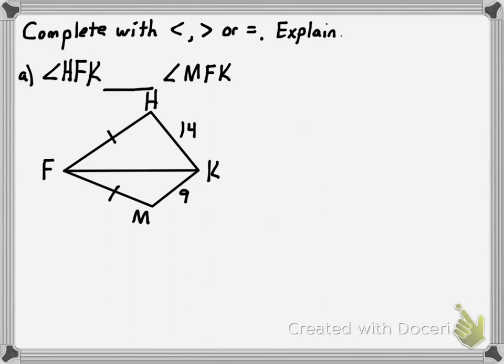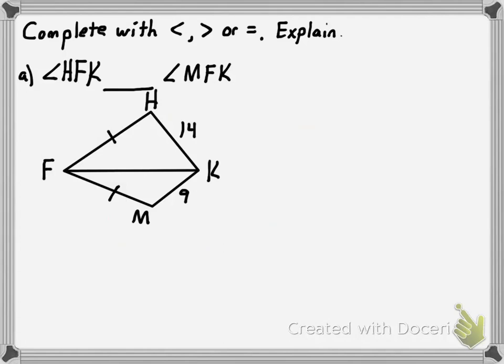First couple of examples are going to be asking you to complete a comparison between two measurements, sides or angles, with an inequality or an equal sign. All right, one or the other. And it wants us to explain. All right, now we're comparing an angle from this top triangle, angle HFK, with an angle from the bottom triangle, angle MFK, and we want to see which one is greater.